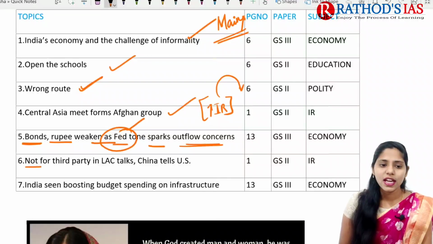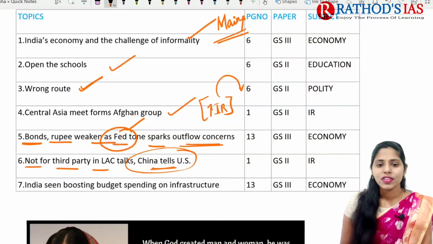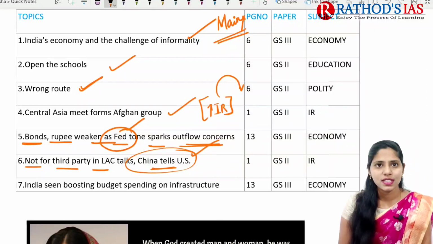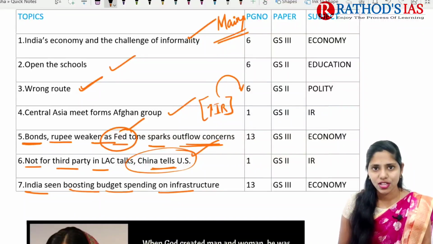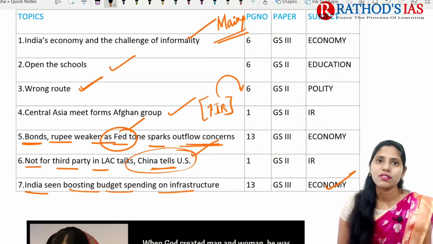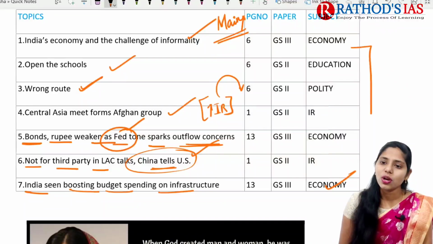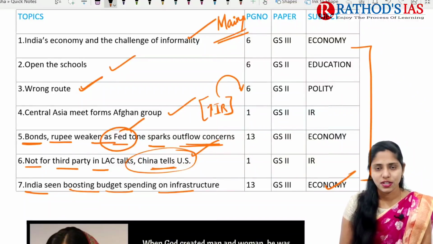And the next topic is regarding 'Not for third party in LAC talks, China tells US'. This is a small topic, let us see an overview. And the next topic is about India seen boosting budget spending on infrastructure. Again, this will be important from our economy point of view. So these are the topics we are now going to discuss in this lecture.